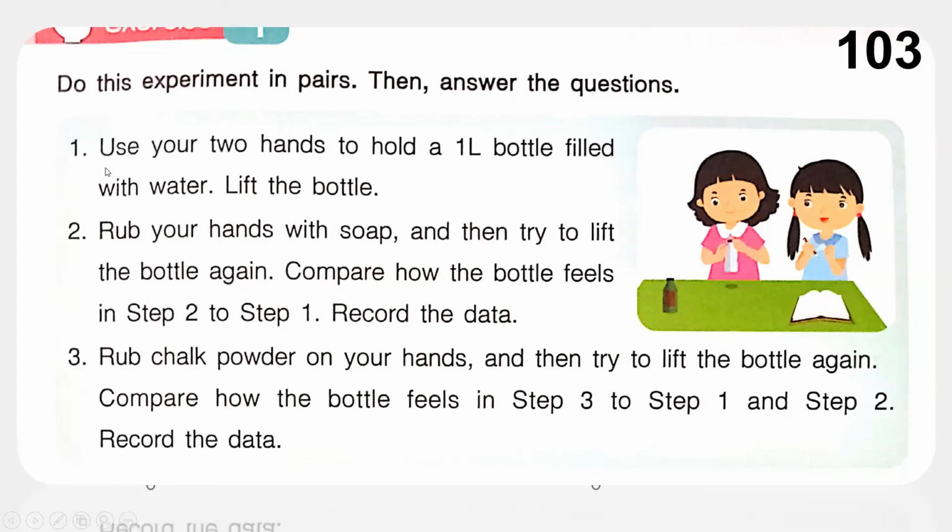For step 1, use your 2 hands to hold a 1-liter bottle filled with water and then lift the bottle. Step 2, rub your hands with soap and then try to lift the bottle again. Compare how the bottle feels in step 2 to step 1. Record the data. Step 3, rub chalk powder on your hands and then try to lift the bottle again. Compare how the bottle feels in step 3 to step 1 and step 2. Record the data. Now I have prepared a Thai translation for you.